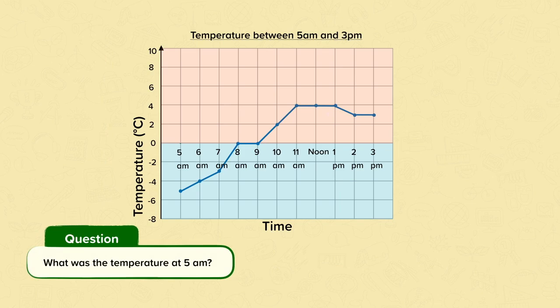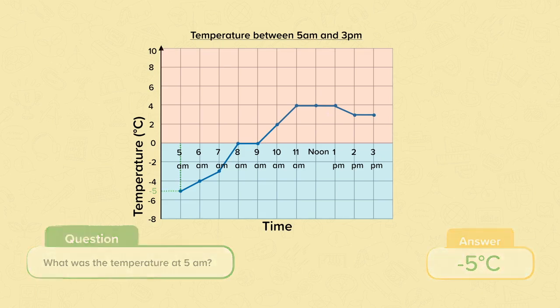Let's look at a question now. What is the temperature at 5 a.m.? In order to answer this, we first need to find 5 a.m. on the x-axis. Then we look vertically up or down until we meet the line. From this point, we need to look back across the y-axis. This point is marked -5, so at 5 a.m. the temperature was -5 degrees C.